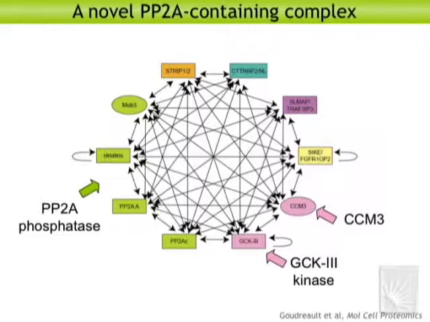What is interesting to us is that this is a kinase from the STE20 family of serine threonine kinases that physically associates pretty stably with our phosphatase complex. Together with this kinase is this protein called CCM3. CCM3 is really interesting for neurosurgeons because it's one of the 3 proteins that is mutated in cerebral cavernous malformation, which is a kind of angioma.